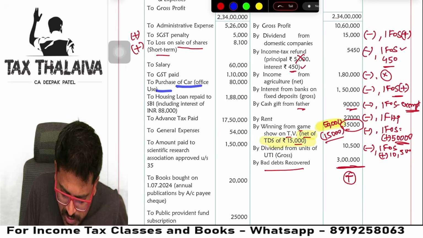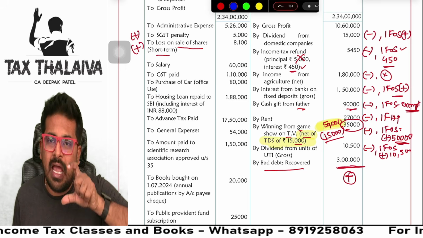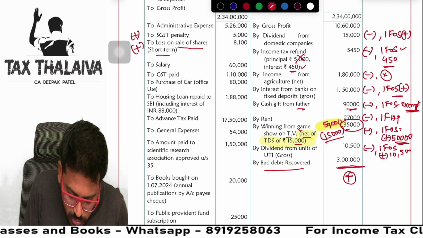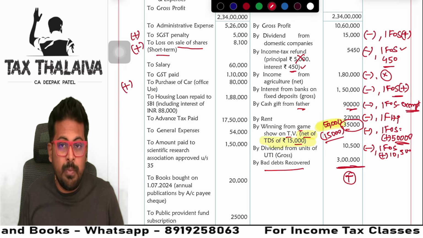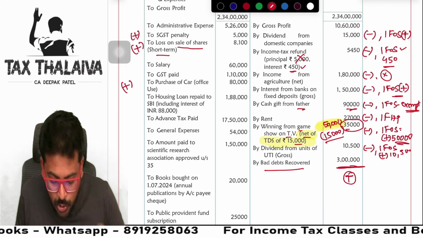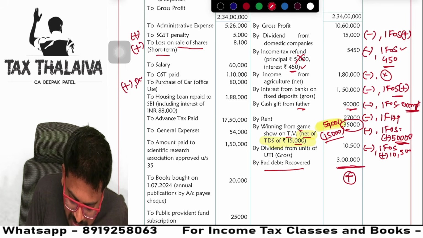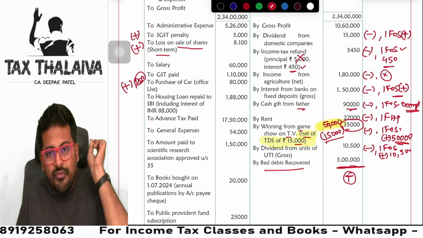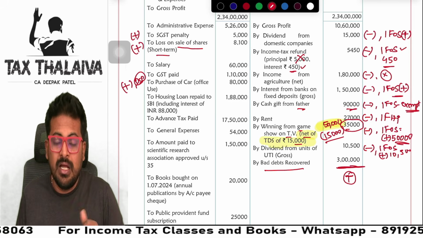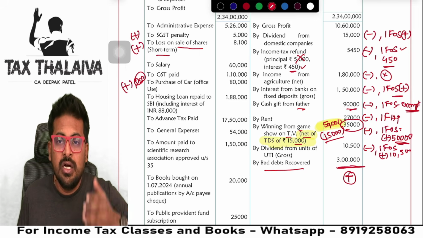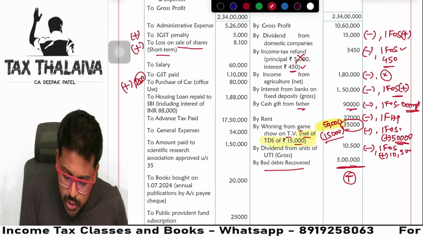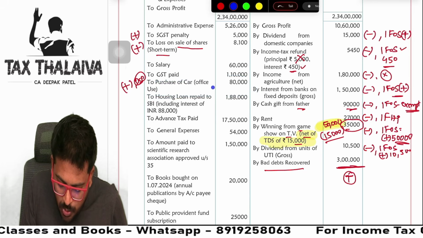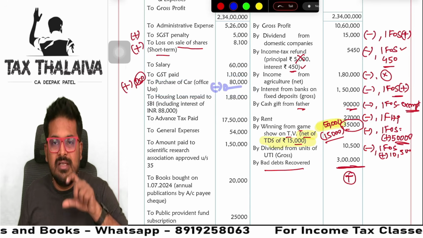Purchase of car, office use, guys. Purchase of car is a capital expenditure. How can you show it under here? So what we need to do? Add back 80,000 rupees. But mind you, you will claim depreciation on this car. Correct? So purchase of car for office use only is correct, but this is not a revenue expenditure. This is a capital expenditure. So you need to add back this 80,000, but you will be reducing what? Depreciation on this car, guys.